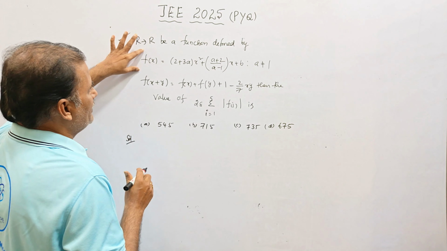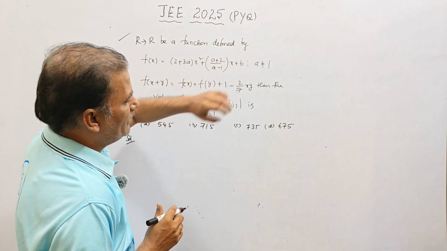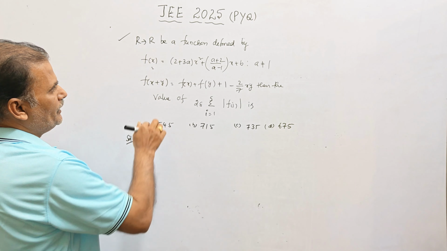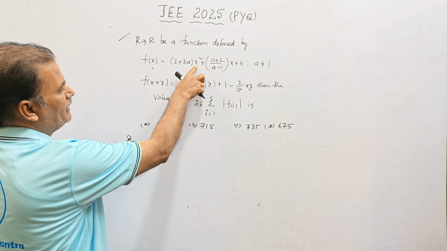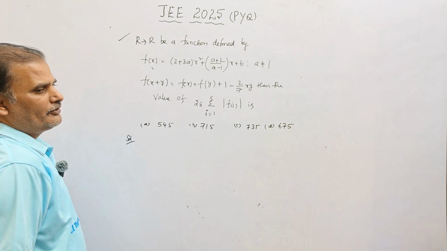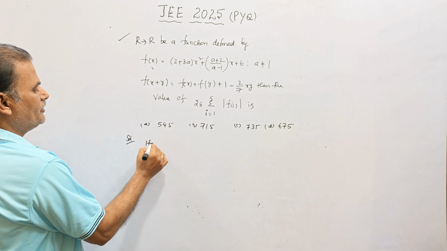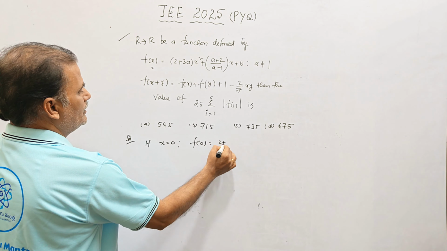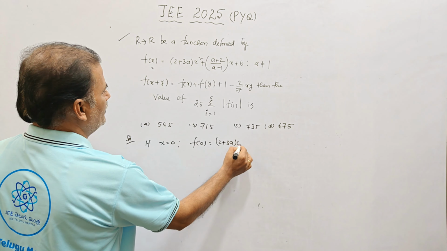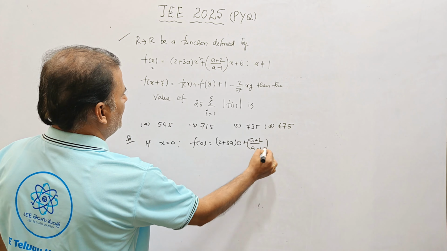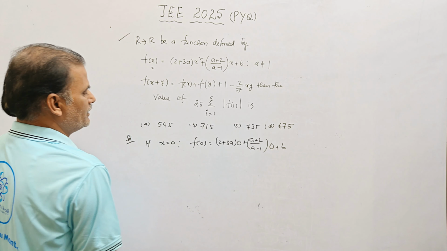First you find out f of x, you take one condition. If you place x is equal to 0, and here this is 0 and this is 0, then f of 0 is equal to b. If x is equal to 0, then f of 0 is equal to 2 plus 3a into 0 plus a plus 2 by a minus 1 into 0 plus b.